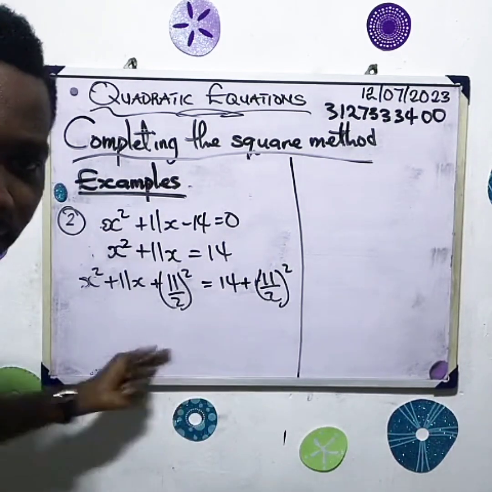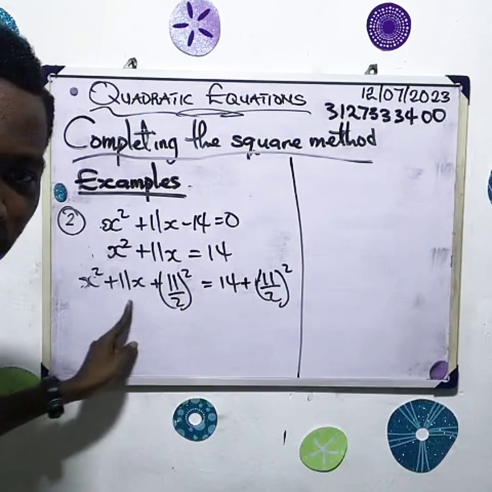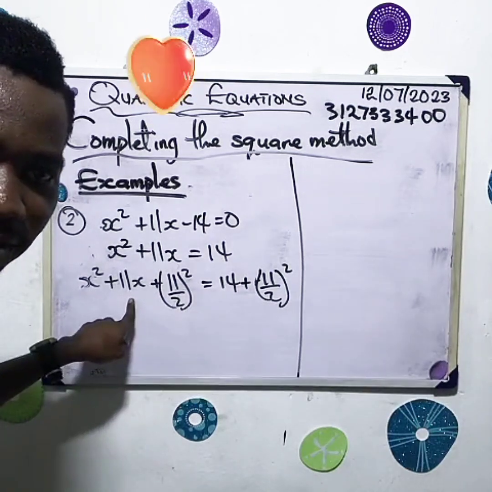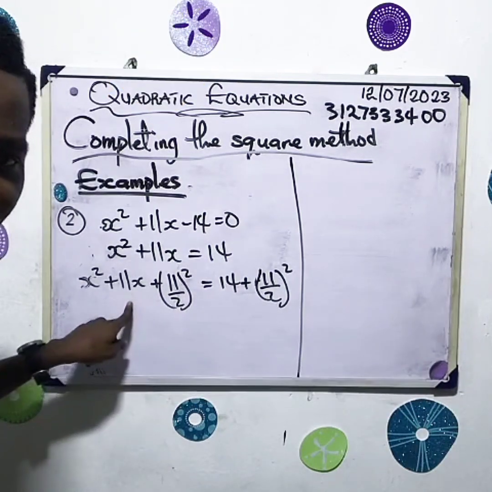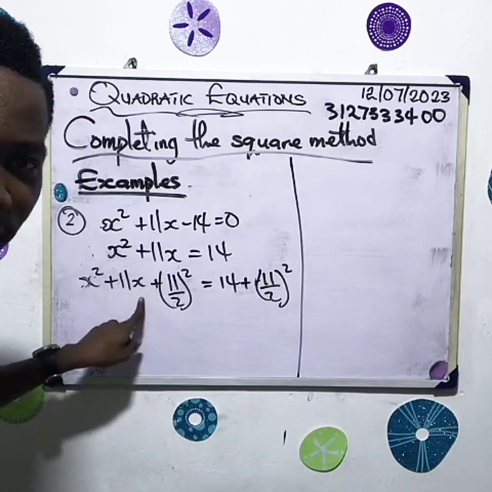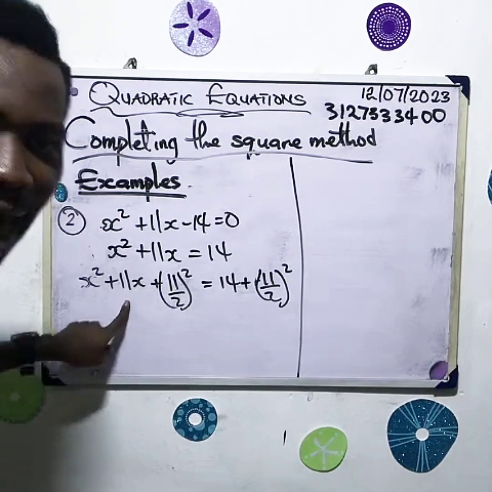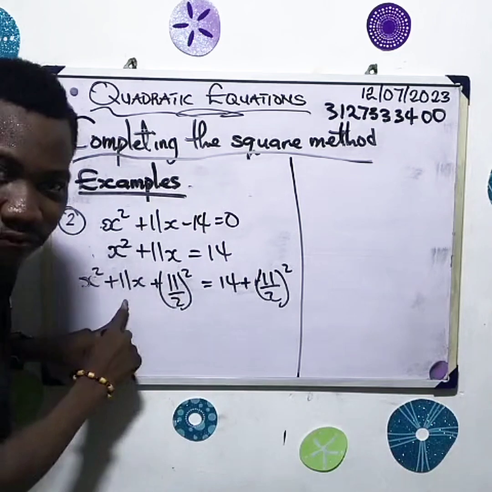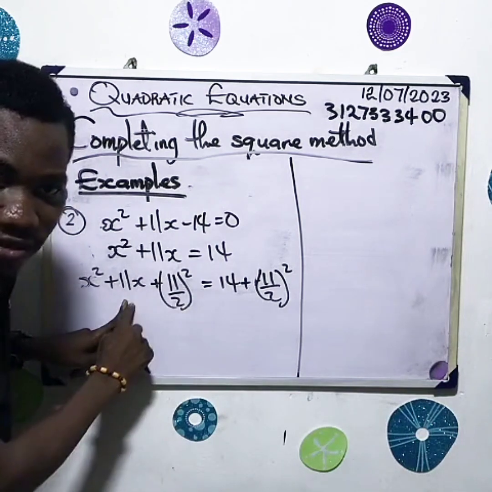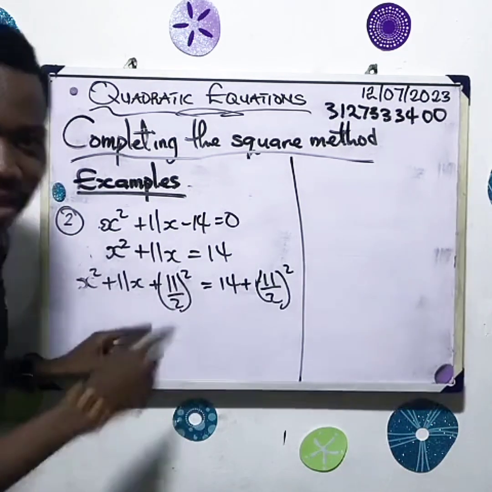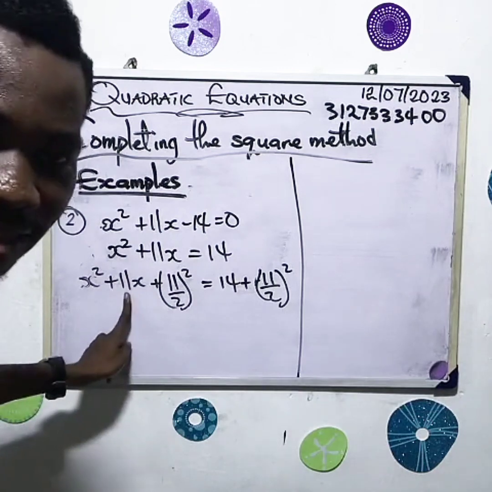I said the next thing is to take the coefficient of x, which is 11, add half of it, which is 11 over 2, then square it.